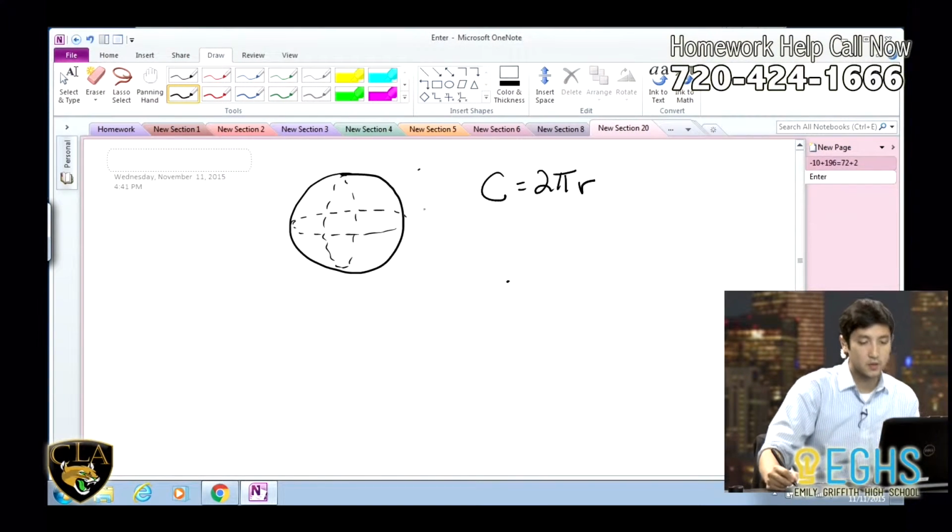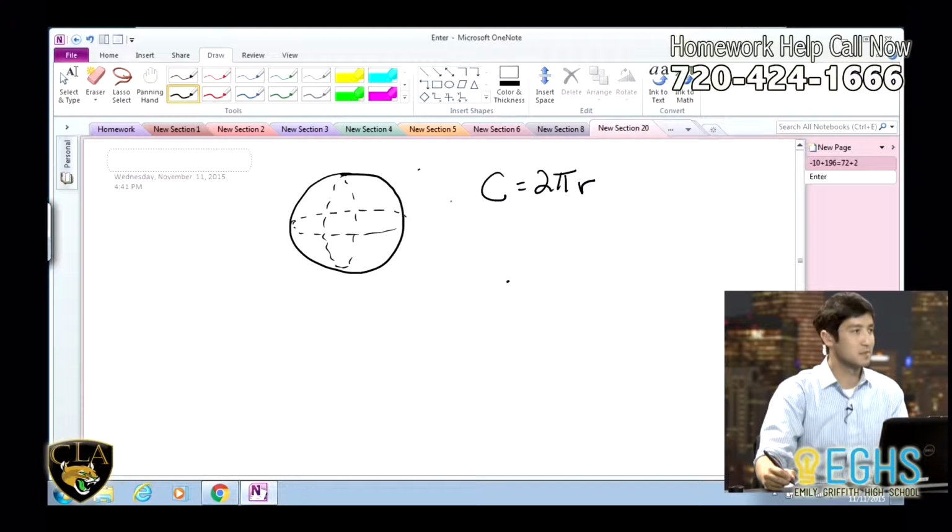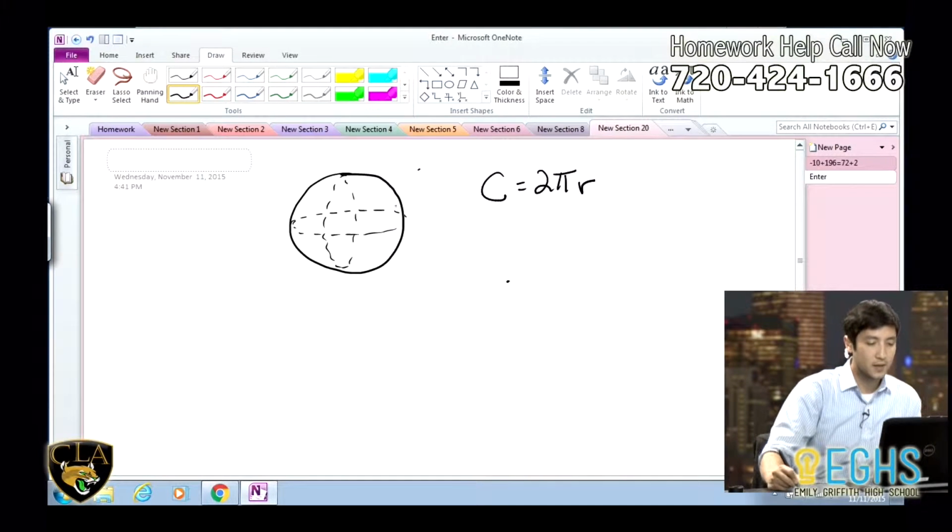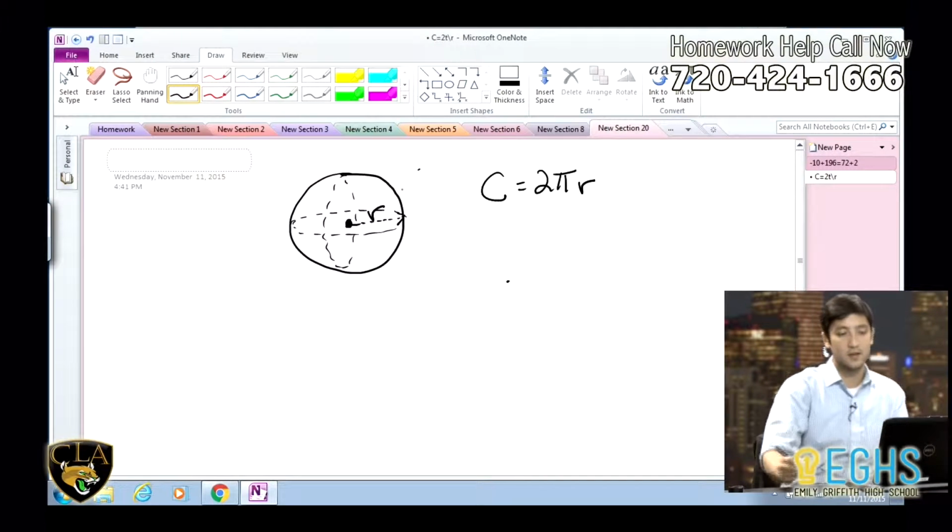So all we need to do, and really this just comes down to plugging in information, is you need to first figure out what the radius is, and oftentimes this is going to be given to you, which is the distance from the center of the sphere to the outside. So whatever this distance is here, that's my radius.